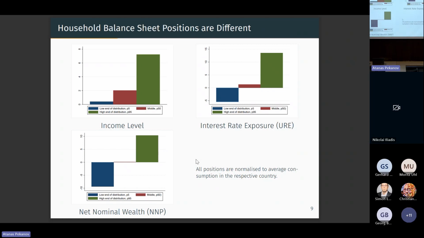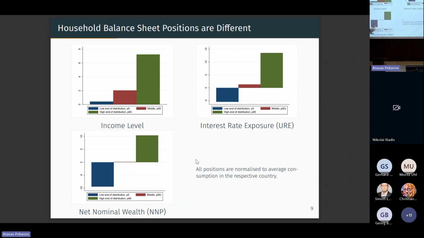First dimension, it's pretty clear. We know that there is income inequality. This graph shows you the 5th percentile, the 50th percentile, the median, and the 95th percentile of the income distribution, normalized to average consumption. So there are differences in the income level. This is pretty clear. When we look at net nominal wealth, there are not only differences, they go in opposite directions. So the representative agent model will tell us something like this.